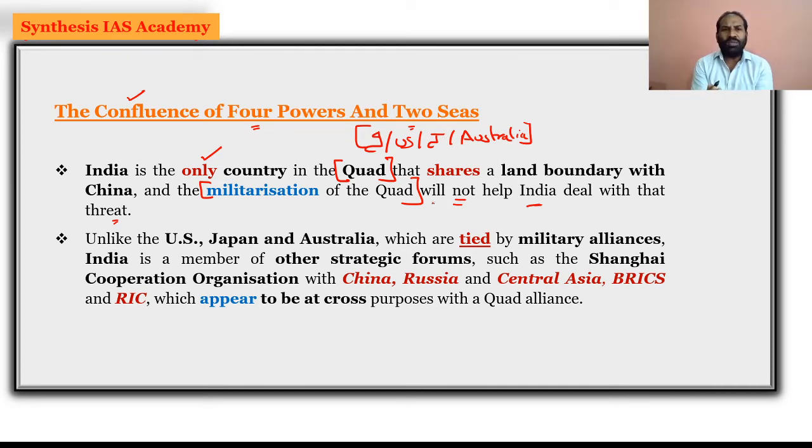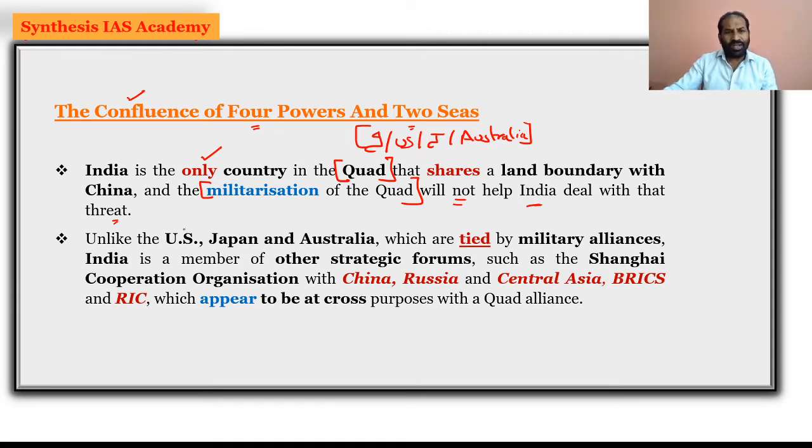When we are talking of the confluence of the four powers, that is the emergence of the Quad, whether India being part of the Quad will really help India to have better relations with China, or the relations which are deteriorating with China, whether it will help India to overcome the land boundary issue, and the militarization of the Quad will definitely affect India in regards to the threats posed from China towards India in regards to the land boundary and also economically.